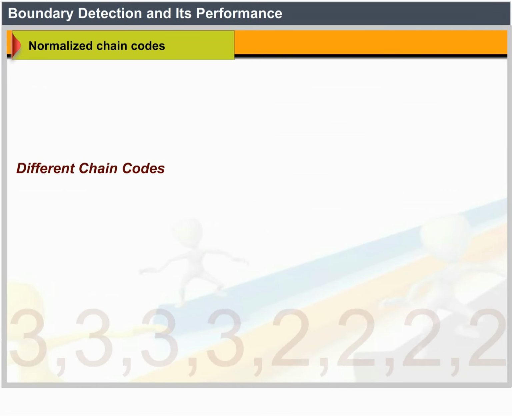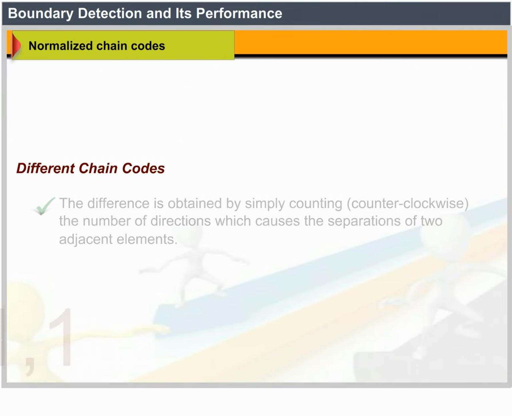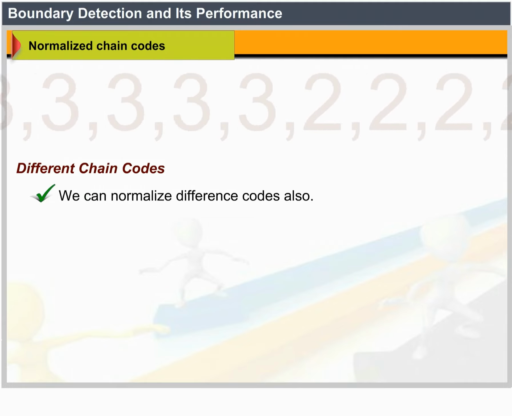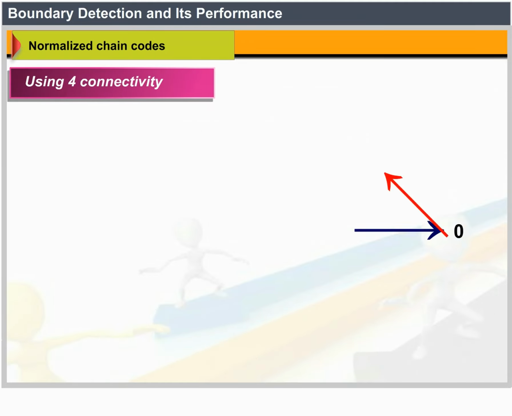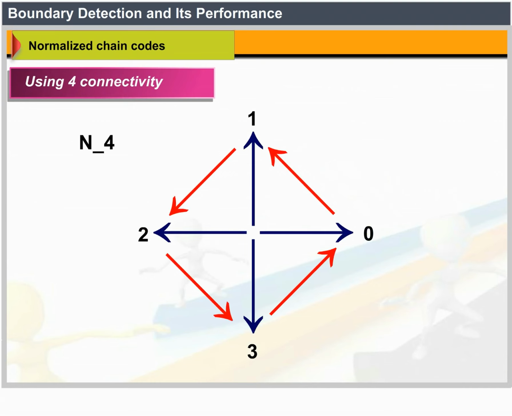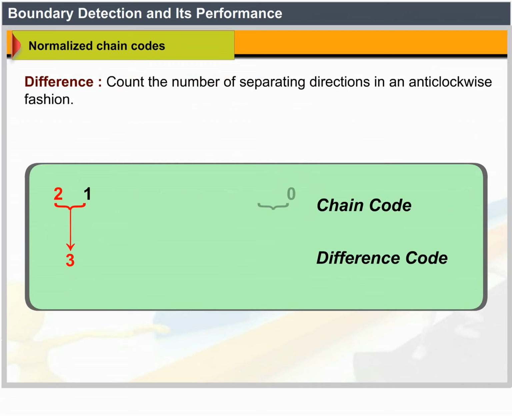Different chain codes. The difference is obtained by simply counting counterclockwise the number of directions that separate two adjacent elements. And we can normalize difference codes also. Using 4 connectivity. Difference: count the number of separating directions in an anti-clockwise fashion.